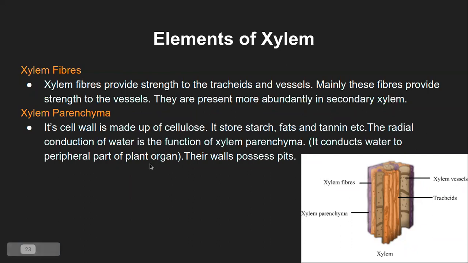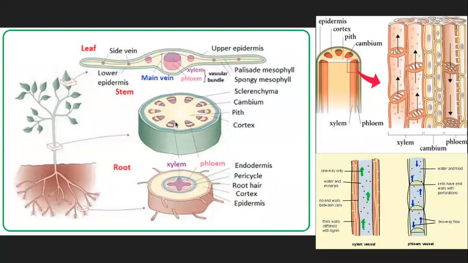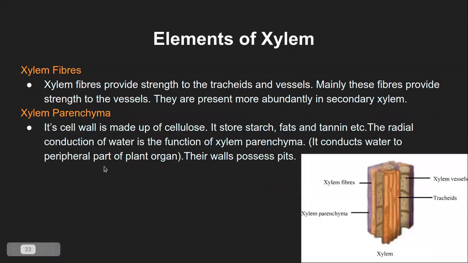It conducts water to the peripheral part of the plant organ. Let's say, I'll go back to this diagram. Let's say this is the xylem tissue here, and this yellow part around this xylem tissue also needs water, right? So that's when this radial conduction, which is on the sides towards the inner side or the outer side of the stem, is needed. To conduct that water, the xylem parenchyma is most important, and their walls possess pits, which are a porous structure, and that is the reason the parenchyma is allowed to conduct that water.